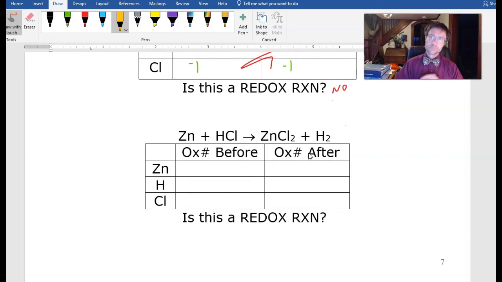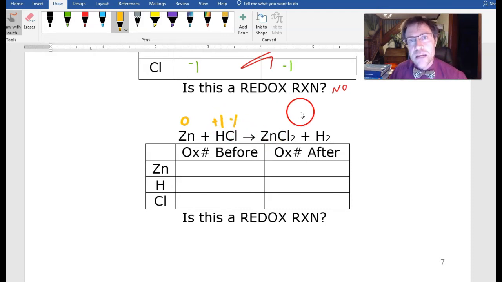Now here's one. Now let's check these out. Zinc, not in a compound, it's by itself, therefore it must be 0. Hydrogen, it's group 1, so it's in the plus position, so it's going to be +1. And chlorine, we all know chlorine, it's on the negative side, it's going to be -1. It has to be to cancel out that one.